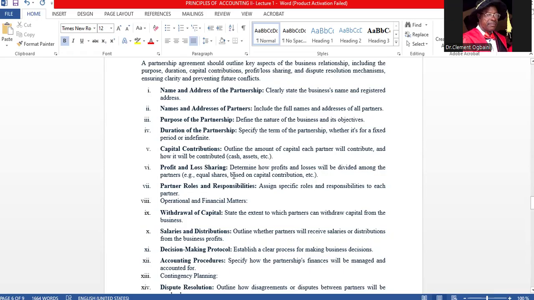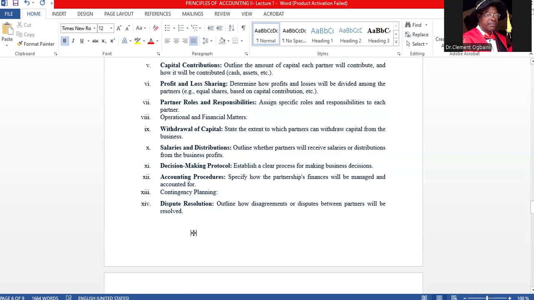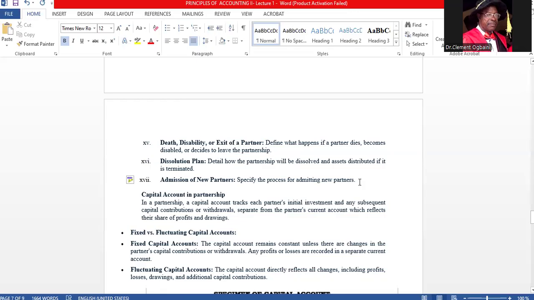And you also state if a partner withdraws money from the partnership, how is it going to be treated? And also state the way decisions are to be taken, how meetings are to be held. If there is a dispute, you have to state how the dispute should be resolved. And in the case of death of a partner, you state how it is treated if a partner dies. And also, how do you admit new partners into the partnership? So these are the things that must be clearly stated in that agreement.